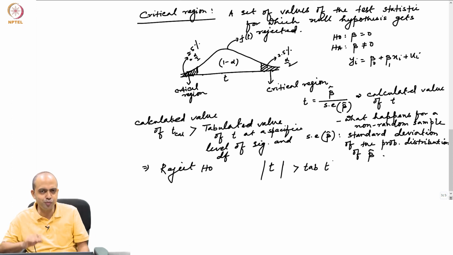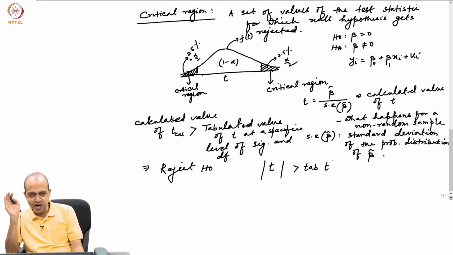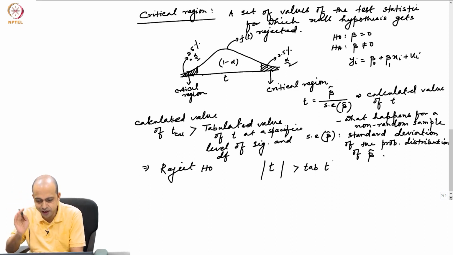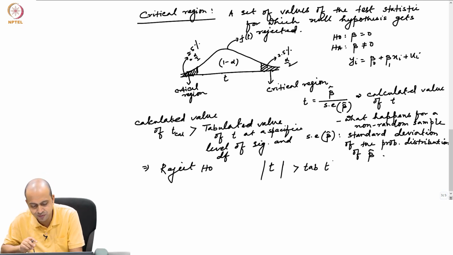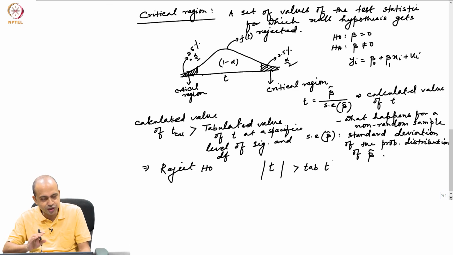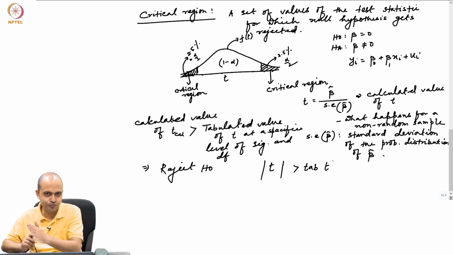Now, this tabulated value of t, if you go to your statistics book, you will get a table for t. That means that table will tell you at a specific level of significance. What is level of significance? I will explain. For the time being, you just keep in mind that at a specific level of significance and degrees of freedom, that mod value of t, which is calculated by beta hat in this formula, should be greater than the tabulated. If you go to the t table and specify your level of significance and degrees of freedom, you will get a value.